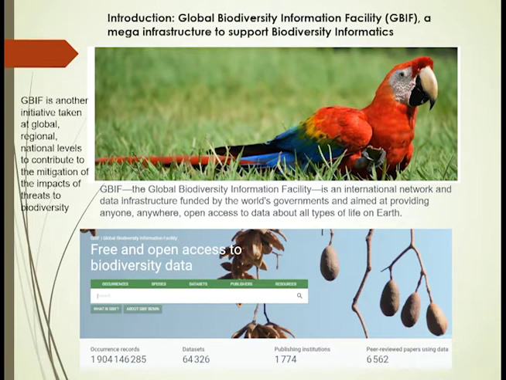Actually, GBIF has, let's say, the biggest database, about 2 billion occurrence data in its database. My colleague Andrew from the GBIF Secretariat will go into more details concerning GBIF with you.